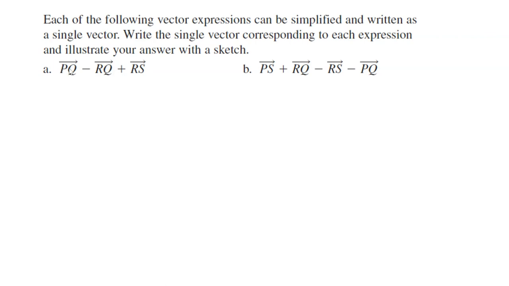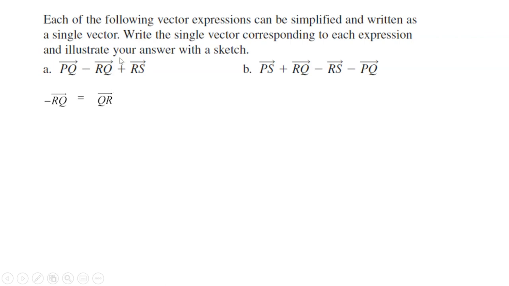One vector says I'm going from P to Q, then it says minus the RQ, then it says plus the RS. Where is that taking us? What is the starting point and what's the ending point of putting all of this together is what we're after. So here's how I want you to think of this. Think of this minus RQ here as being the same thing as the QR vector.